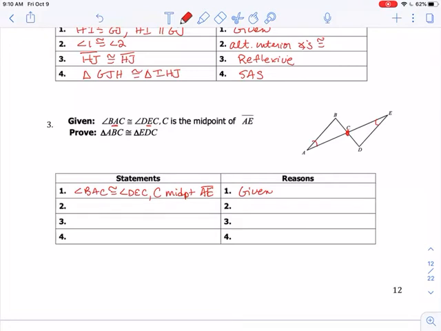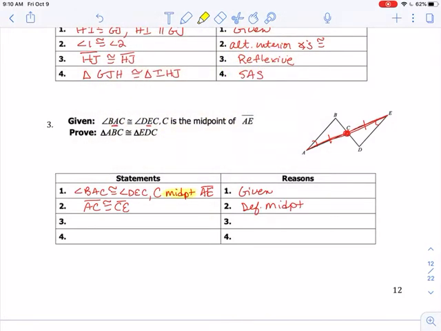So I mark the congruent angles. Now C is the midpoint of AE. That means it's only cutting AE in half. This is AE, the line that I just drew in red. C is the midpoint of AE. It cuts AE in half. It is not cutting BD in half because they didn't tell me that. I mark my two sides congruent, and I say AC is congruent to CE. The reason is definition of midpoint.